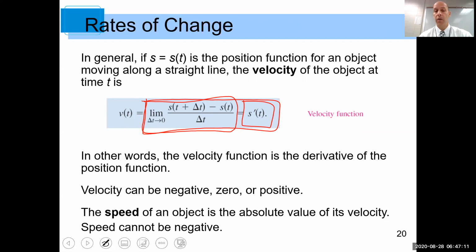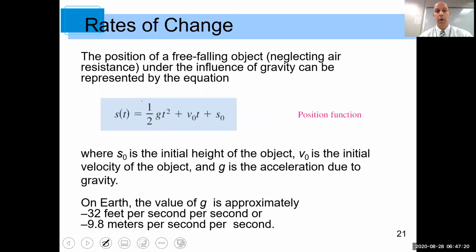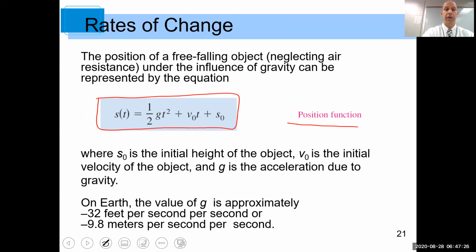Velocity can be negative, 0, or positive. Speed of an object is just the absolute value of velocity, so speed cannot be negative. So this is our position function in general. Position function is 1/2 g, which is a gravitational constant, times t squared, plus the initial velocity, that's what v naught is, times t, plus s naught, that's the initial position. Now we know that here on Earth, gravity is negative 32 feet per second squared, or you could say negative 9.8 meters per second squared.